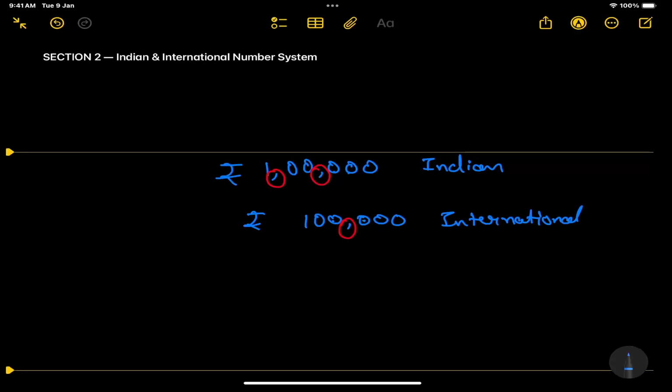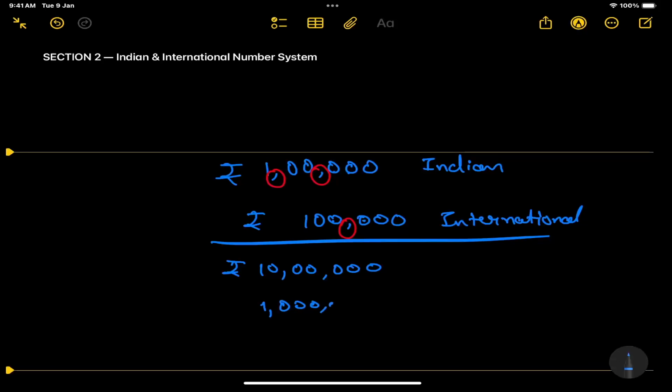So take the example that we are earning 10 lakh rupees per month. How will we write it in Indian number system? This is 10 lakh rupees. But in international number system, how will we write it? It will be in rupees, which shows that in Indian number system, after every two place values we write a comma, and in international number system, after every three place values, we write the comma.